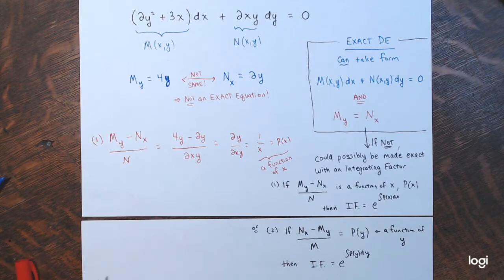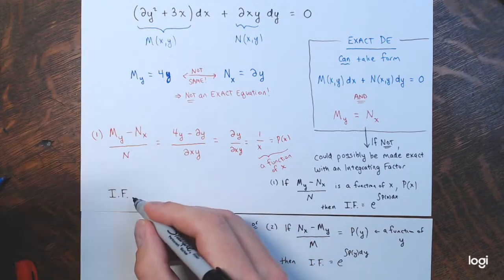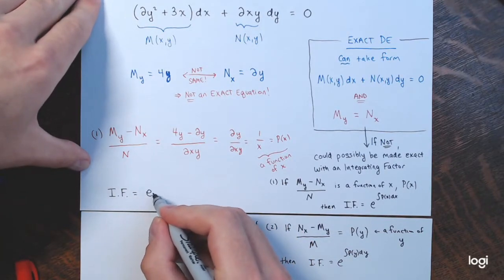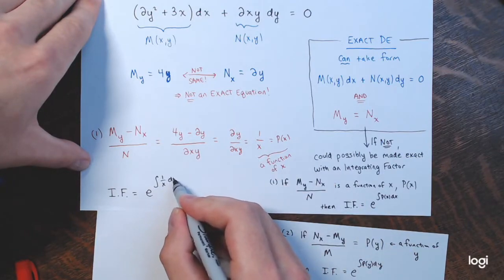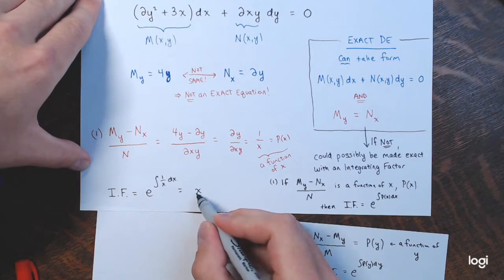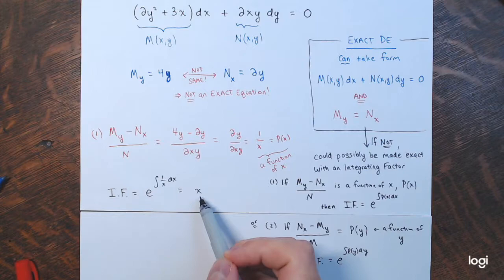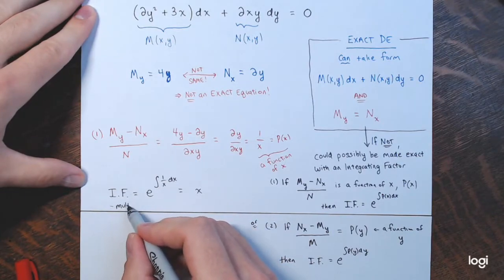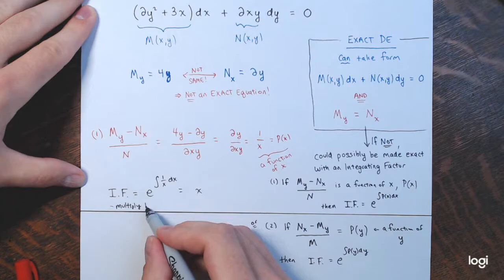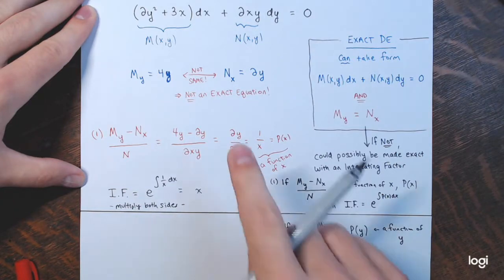So the integrating factor, I of x, is e to the integral of this function P of x, 1 over x dx. This would just be x. I hope you see that, because it'd be e to the natural log of x, which would just be x. So multiply both sides of the equation by this integrating factor, multiply both sides by x. And let's see what we get.